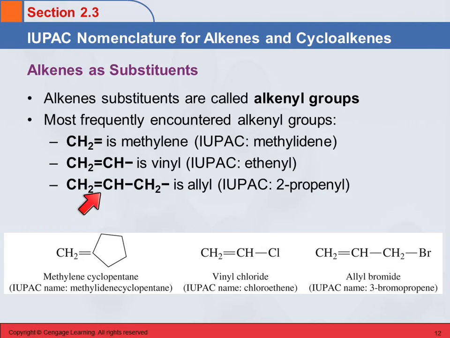So propene, let's draw. Propene is this guy. This group is called 2-propenyl because of where it's attached. When it's a substituent, you have to number the carbon that's attached to the chain as carbon number 1. So this becomes carbon number 1, and now the double bond is on the second carbon. That's why it's called 2-propenyl. This is propene.